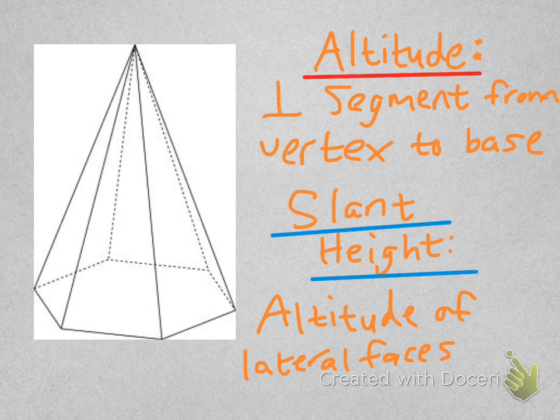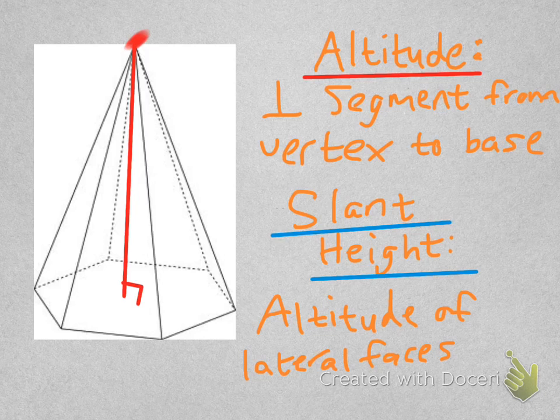So, the two more things you need to know here. There's what is called the altitude, which is the segment from the vertex to the base that is perpendicular. So the vertex is the top here. It's this top point. From that vertex to the base, I'm going to draw a line down here. It's going to go right to the base, and it's going to be at 90 degrees. That is the altitude.